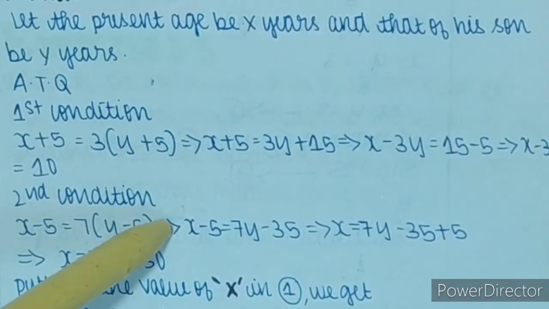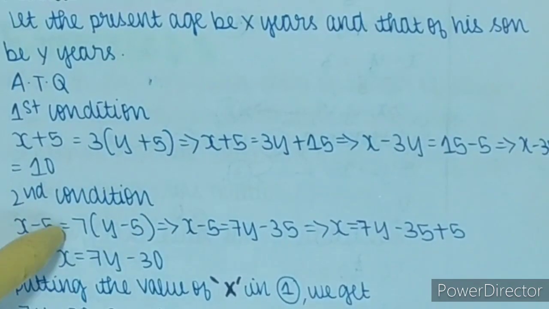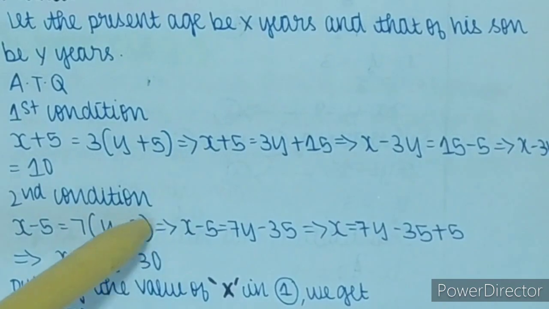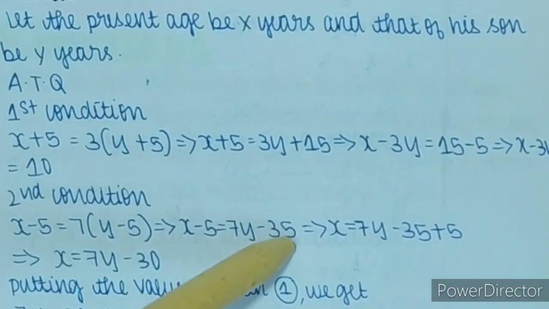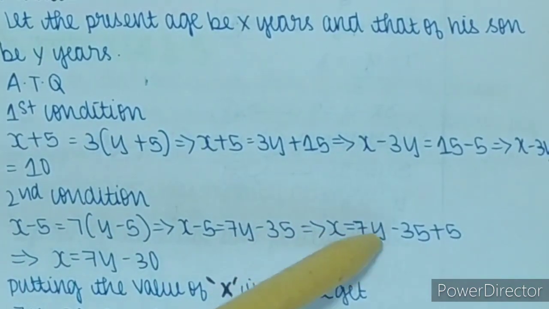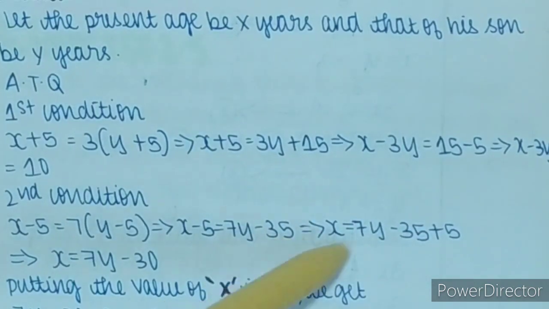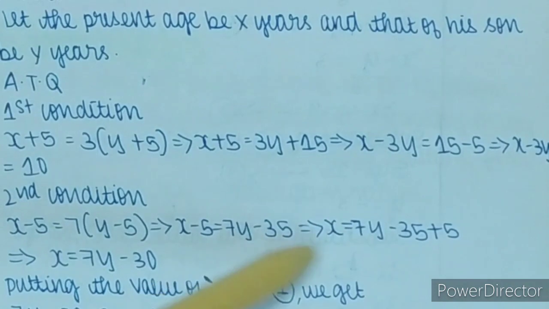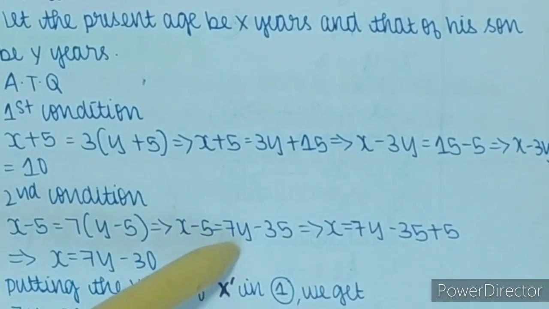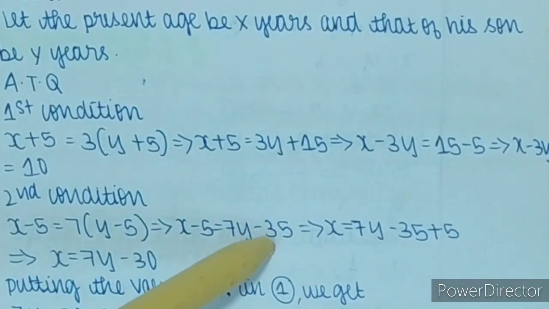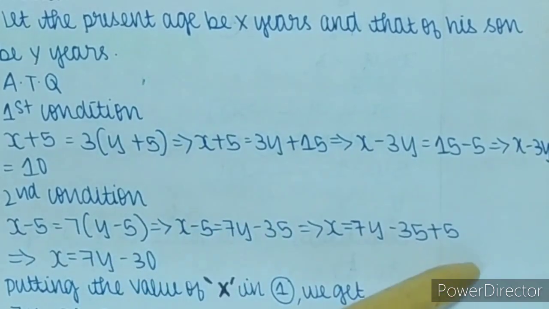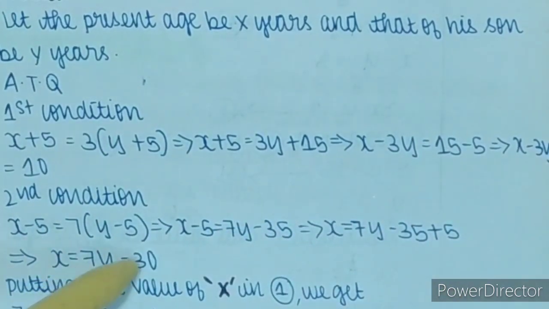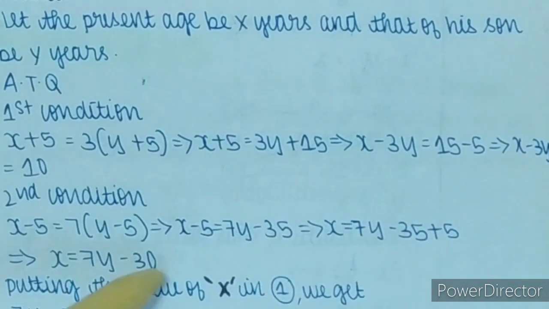So solving it further, we get x minus 5 is equal to 7 into y, 7y minus 5 sevens are 35, so x is equal to 7y minus 35 plus 5. Here we are getting the x value and we will substitute it in the next step. Keeping x on one side and bringing y and numerical values to the other side, 7y minus 35 minus 5 to the other side plus 5. Therefore x is equal to 7y minus 30, because minus 35 plus 5 is equal to minus 30.